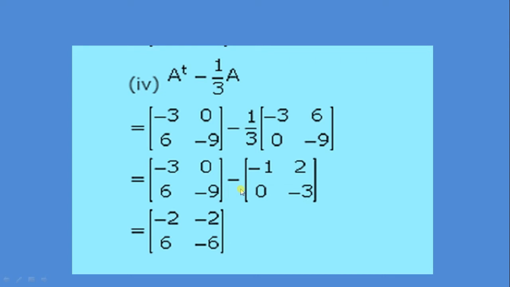Now subtract the corresponding elements. Minus 3 minus of minus 1 is minus 2. 0 minus 2, minus 2. 6 minus 0, 6. Minus 9 minus of minus 3 is minus 6. By this we have completed question number 7. Let us move on to question number 8.